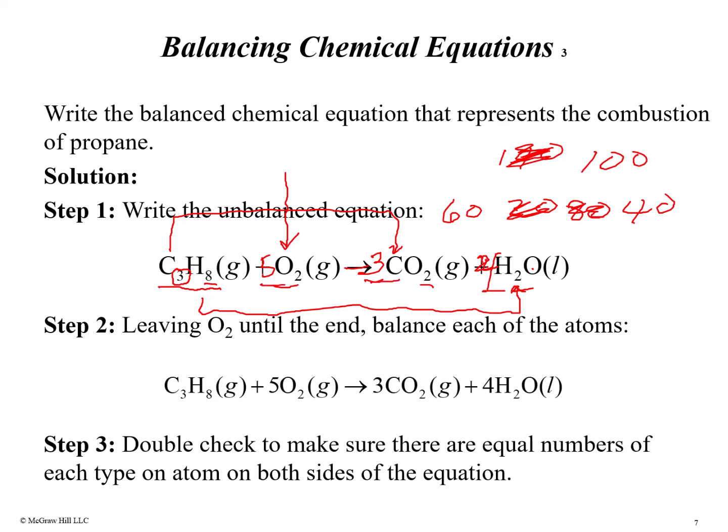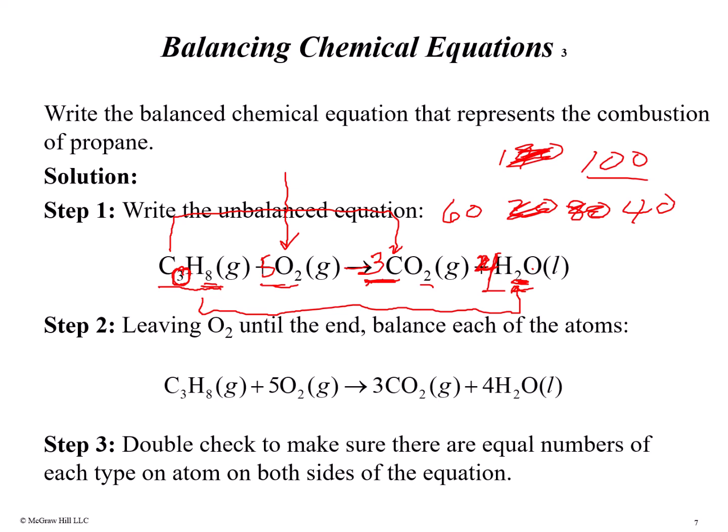You got a 3 here, you got to have a 3 carbon here, so you put a coefficient of 3 in front of the CO2. You got 8 hydrogen here. This is the only place hydrogen's located. You got 2 of them, so you got to put a 4 there. And then, 3 times 2 is 6, and 4 times 1 is 4. That gives me 10 oxygen. And then I need to put a 5 in front of the O2 to give me 10 on that side.